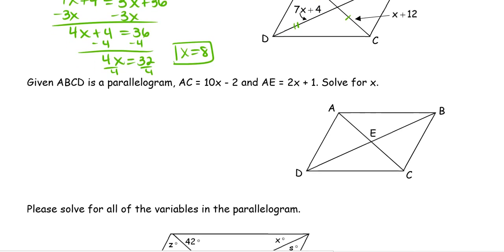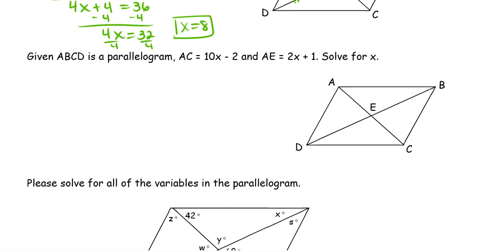Next one. Again, looking at this new property that we've talked about today. Given the parallelogram ABCD, we are told that AC, this entire diagonal here, is going to be 10x minus 2. And then part of that diagonal, just AE, is going to be 2x plus 1. We want to solve for x. So thinking about that property, the diagonals bisecting, I know that these two pieces are congruent, which I know nothing about. I also know that this segment has to be congruent to this segment, so these are two equal pieces.